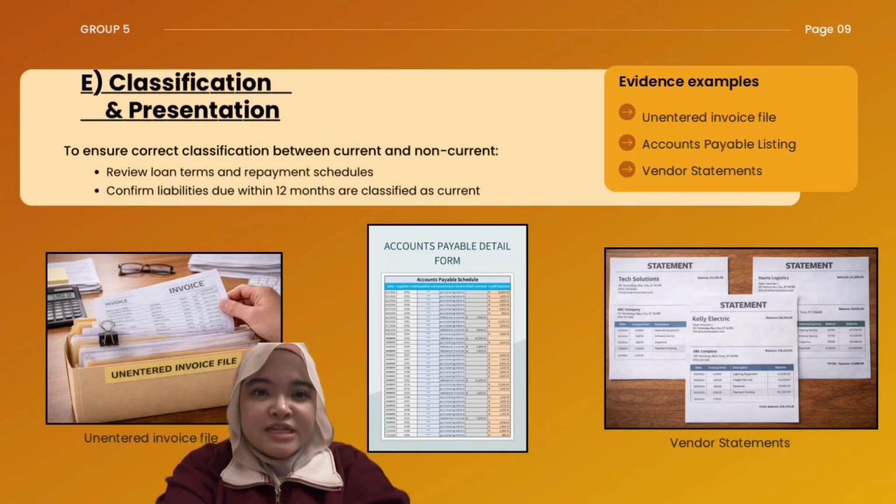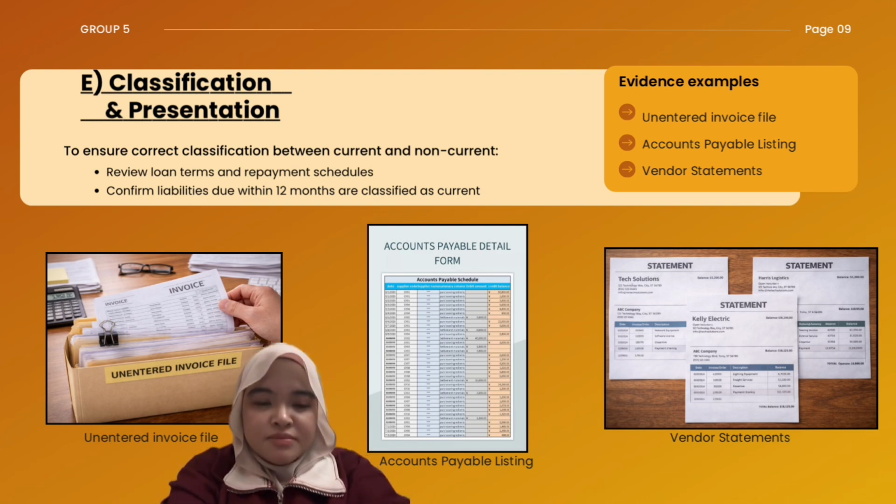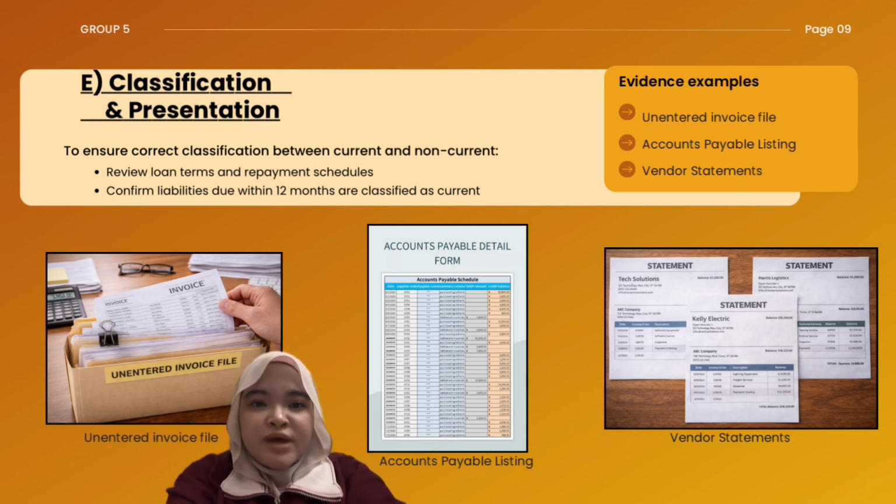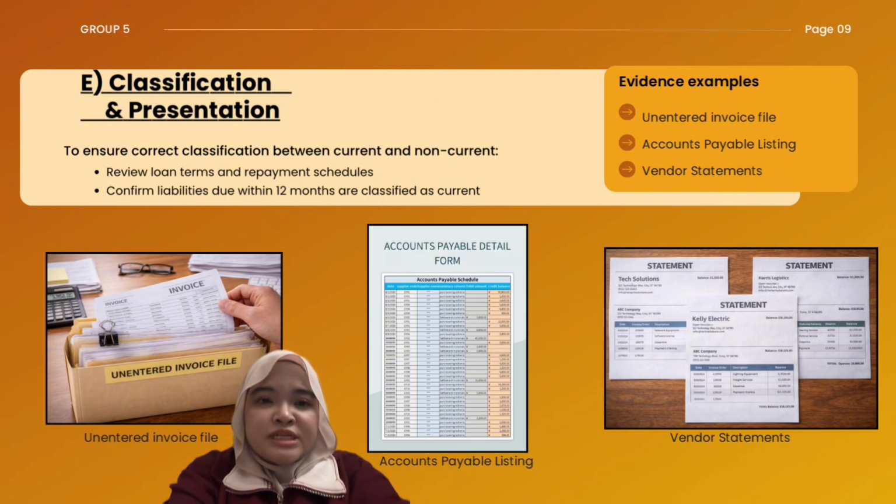Lastly, I will explain classification and presentation. This is to ensure that liabilities are properly classified between current and non-current liabilities. The auditor will review loan terms and repayment schedules to understand when the liabilities are due. They will also confirm that liabilities due within 12 months are classified as current liabilities. This picture shows examples of evidence including unrecorded invoice file, accounts payable listing, and vendor statement. This ensures that the financial statements are presented accurately and clearly.